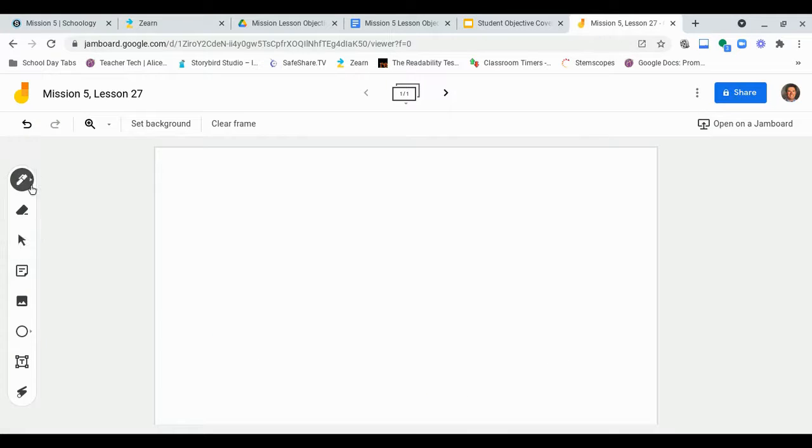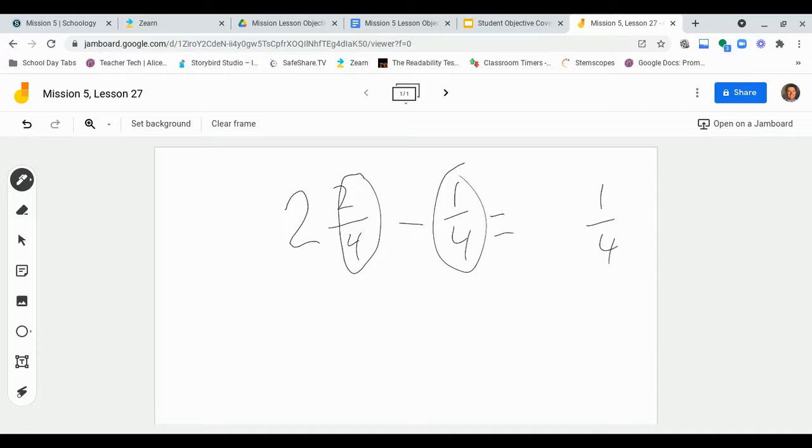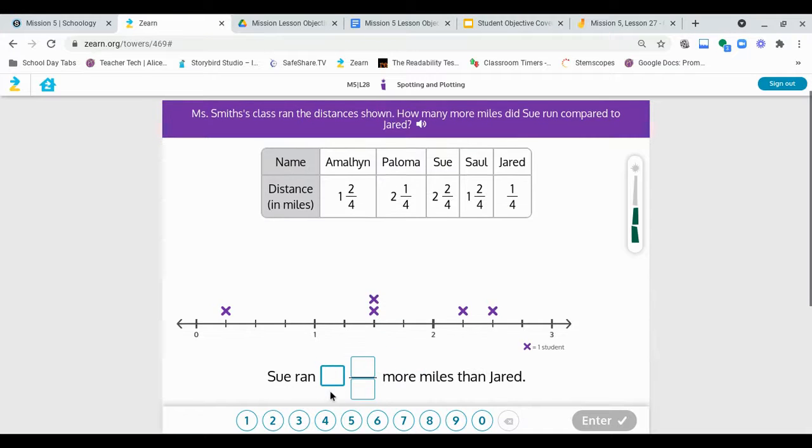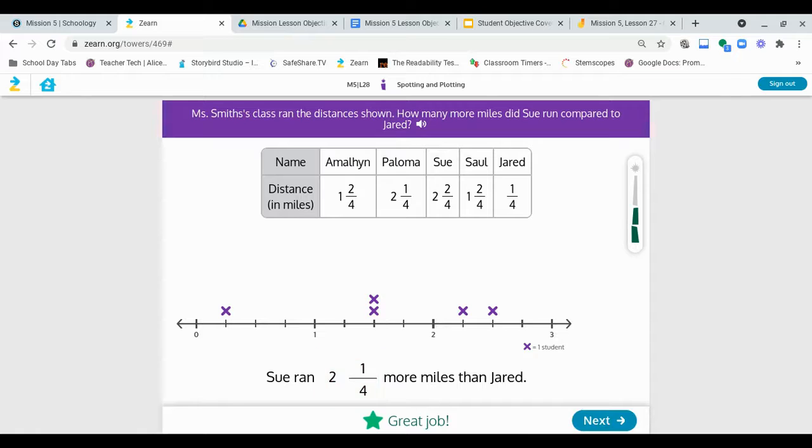So I'm going to take 2 2 fourths minus 1 fourth. Well, what's 2 fourths minus 1 fourth? That's 2 minus 1, which is 1 fourth. And then my 2 wholes. 2 and 1 fourth should be my solution here. So Sue ran 2 and 1 fourth more miles than Jared. Great job.